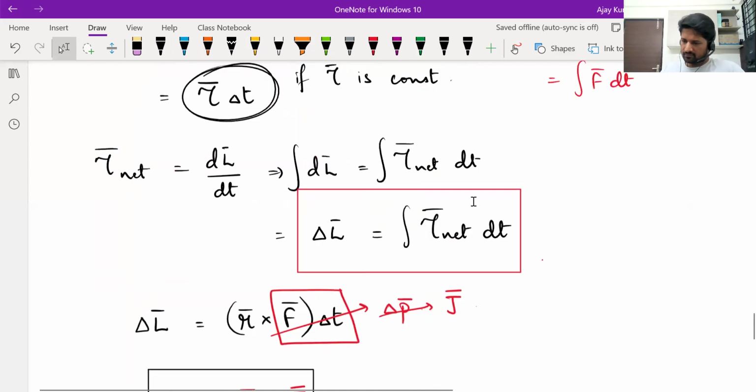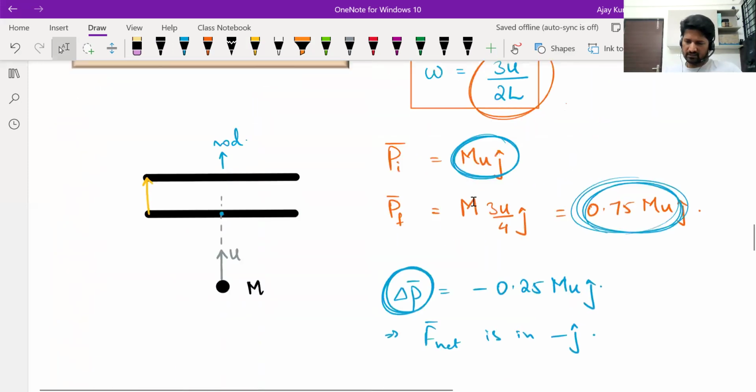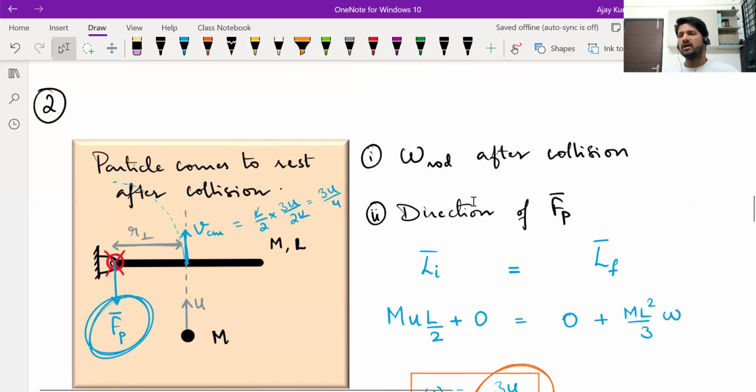Okay. So in questions like this, they can even ask you, what is the angular impulse given to the rod? And now you know what is angular impulse. Now final angular momentum minus initial. You can do that easily.